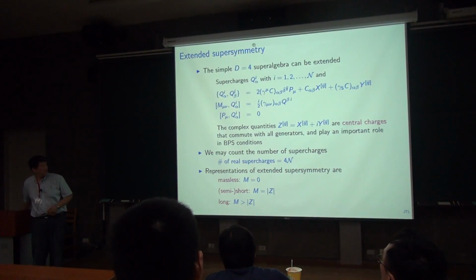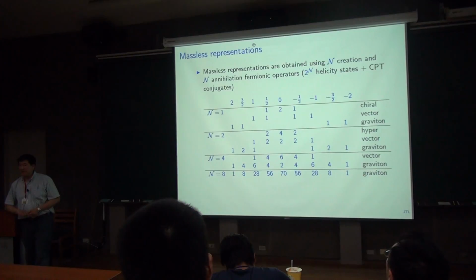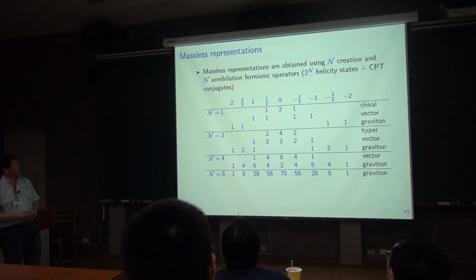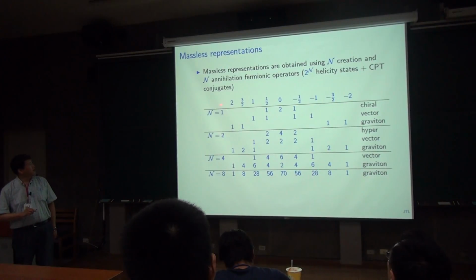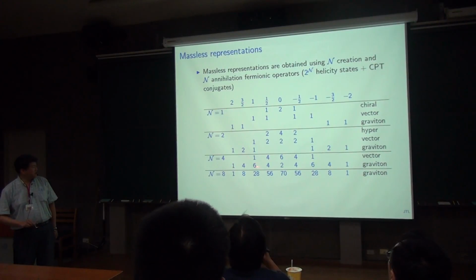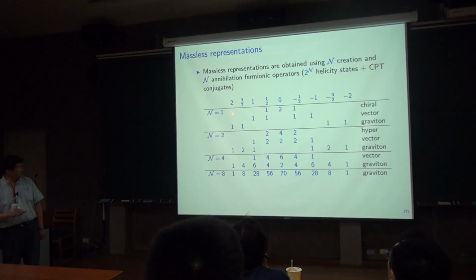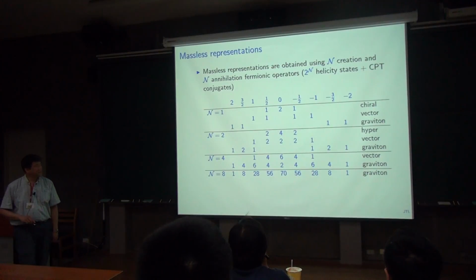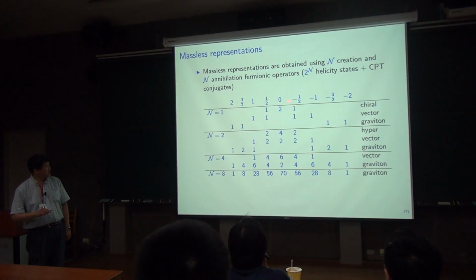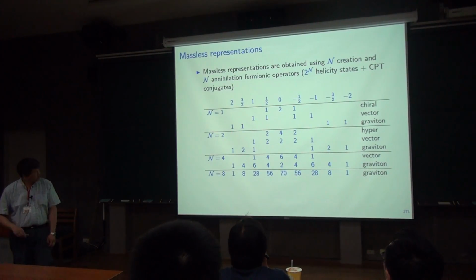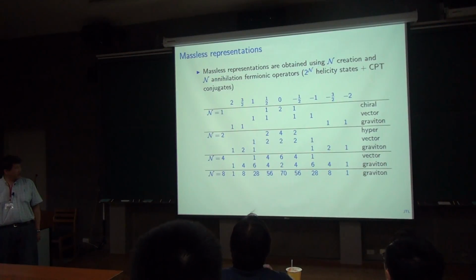Let me just focus on massless representations, since that's usually a good starting place. This is the same table as I wrote down before, where I've labeled helicity states. The numbers here are the number of helicity states. So N equals 1 is what I had before. This is when I erase the gravitational multiplet, and you just see this pattern over here. N equals 2 extended supersymmetry.